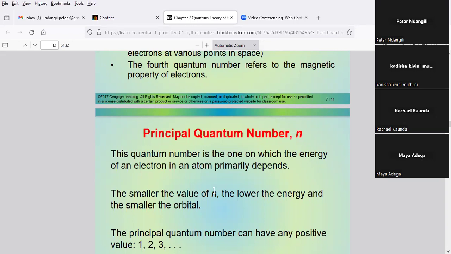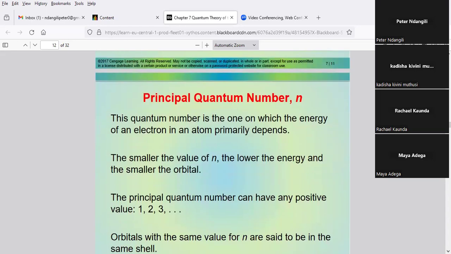When n is equal to 2, the energy is high. When n is equal to 3, the energy is higher, and so on and so forth. These principal quantum numbers can only take positive whole number values, and therefore we have 1, 2, 3, 4.